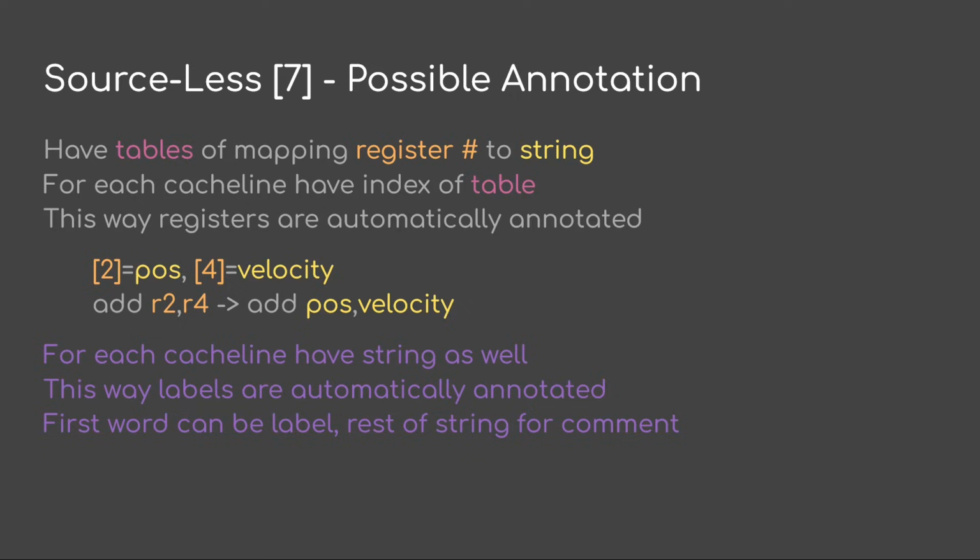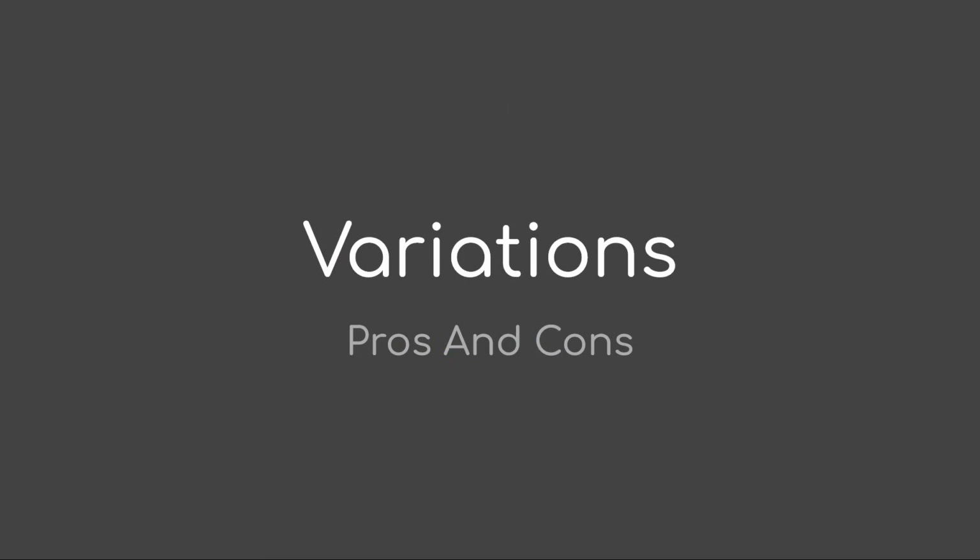We could also extend and have each cache line have a string as well. In this way, we could automatically annotate, say, a label. The first word maybe could be the label, and the rest of the string could be used for a comment. So there's a lot of ways to do sourceless programming where we just provide annotation tools to actually make it a practical experience. So let's talk about some of the variations, the pros and cons.